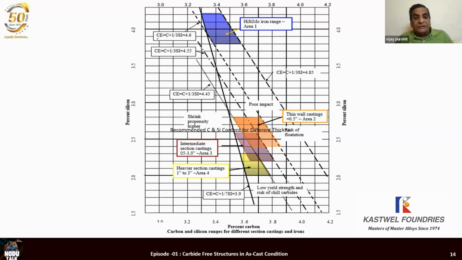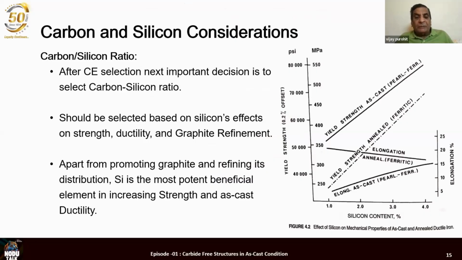If you have any questions, write it down. We'll come back to this because I want you to understand these two functions, the carbon equivalent, carbon and silicon consideration. Now, what does carbon and silicon ratio do in SGIron? After carbon equivalent selection, which we have done, carbon plus 1/7 silicon more than 3.9 and carbon plus one third silicon depending upon the wall thickness of the casting to avoid graphite flotation, this we have done. Now we have to fix the carbon and silicon. What does the carbon silicon ratio do?